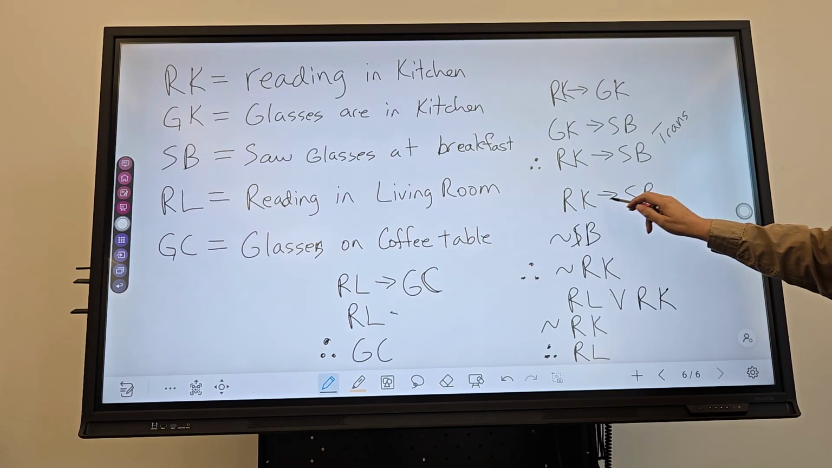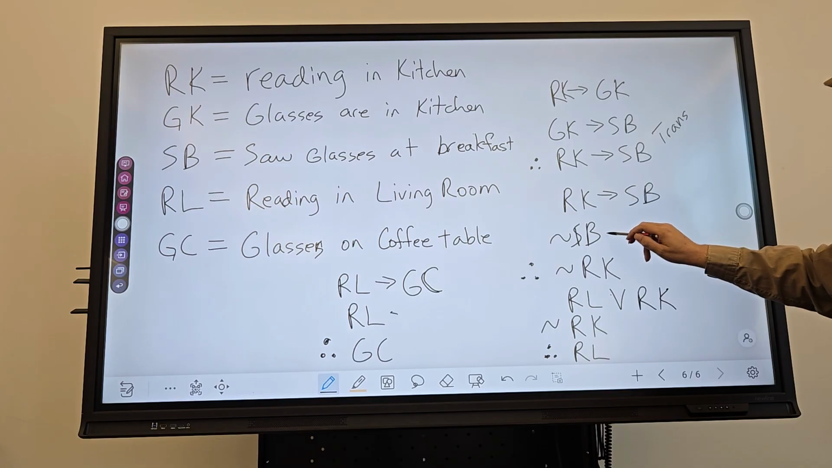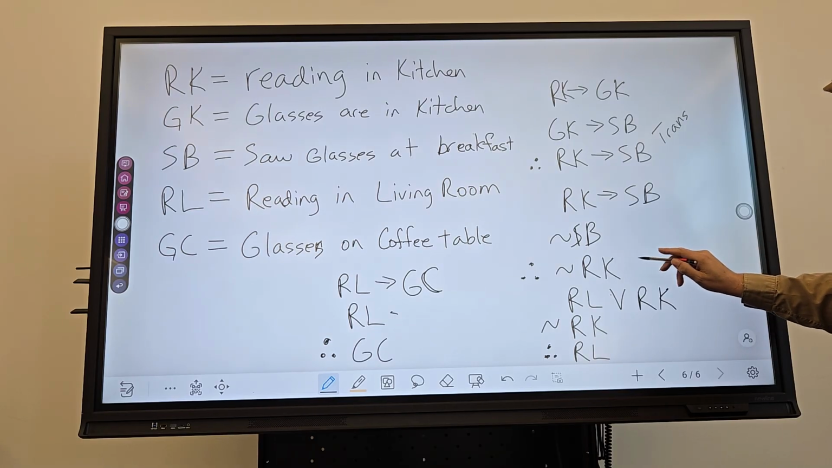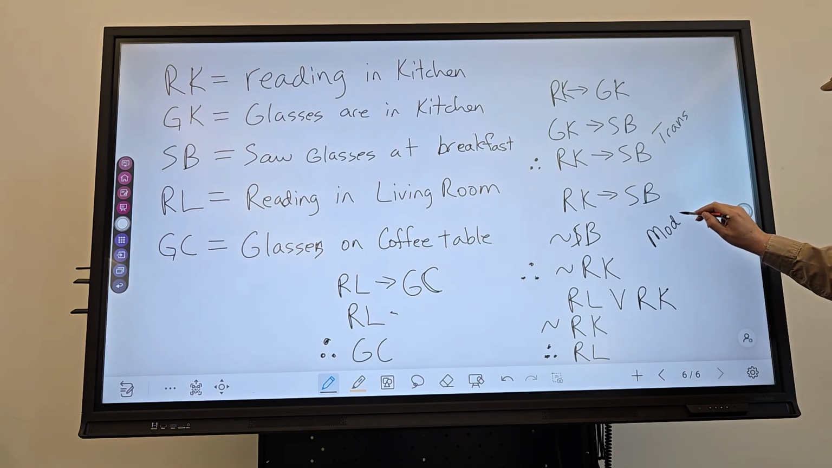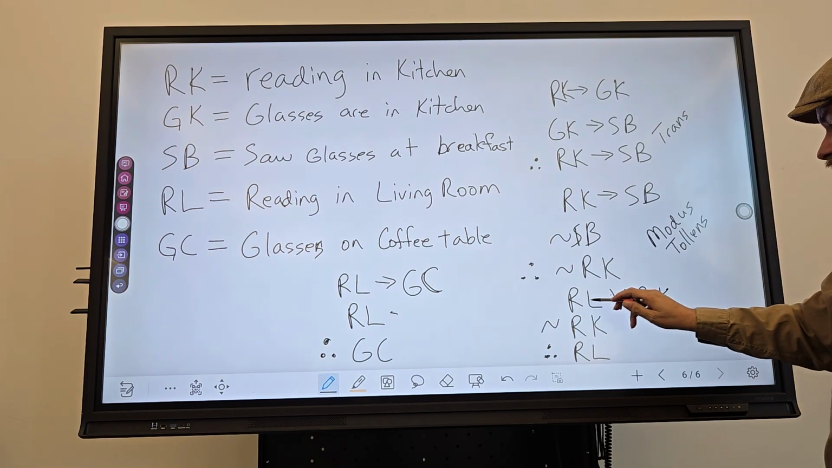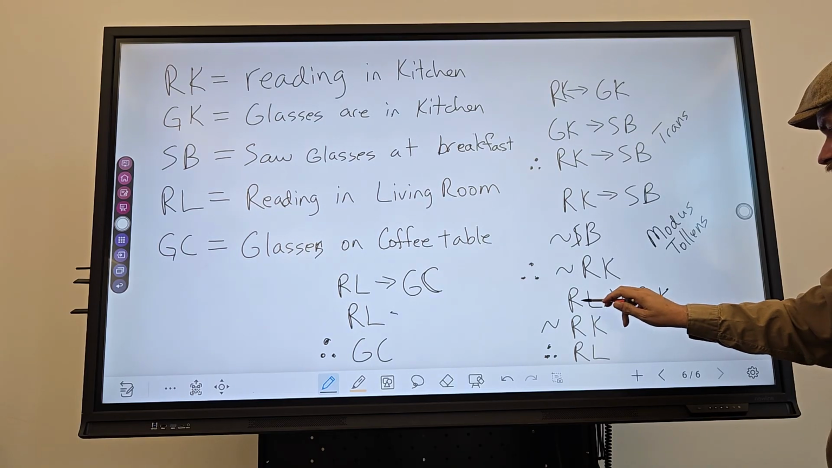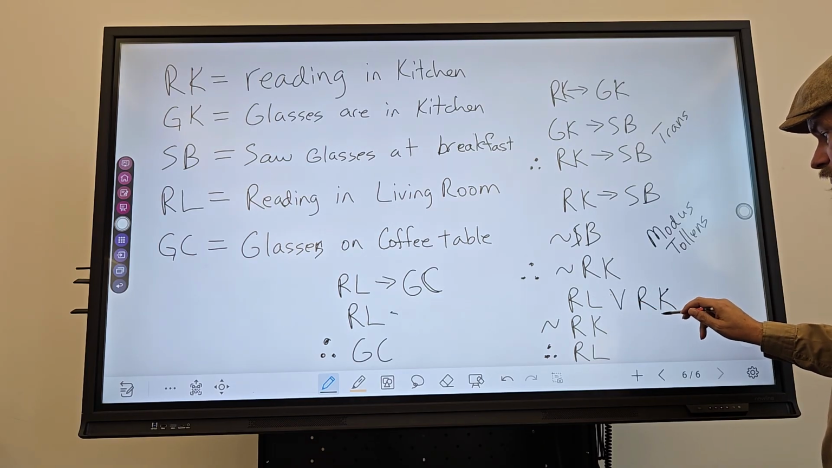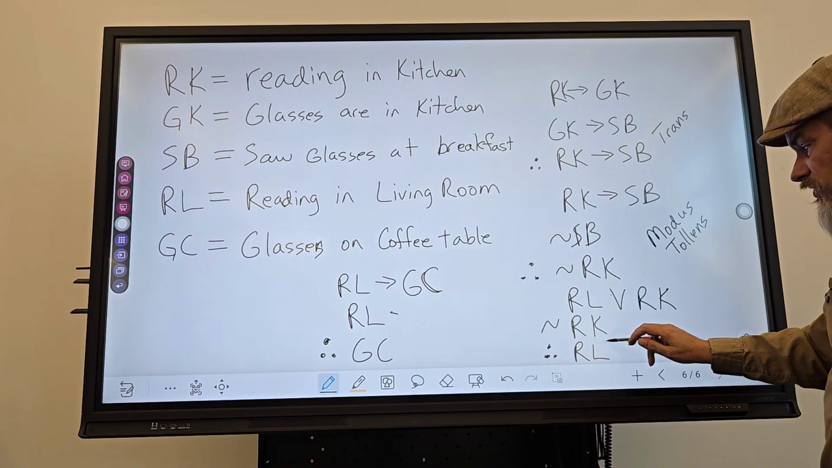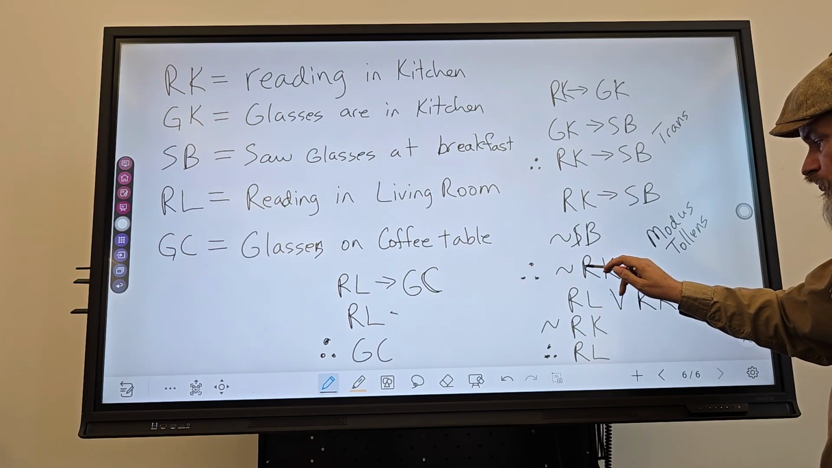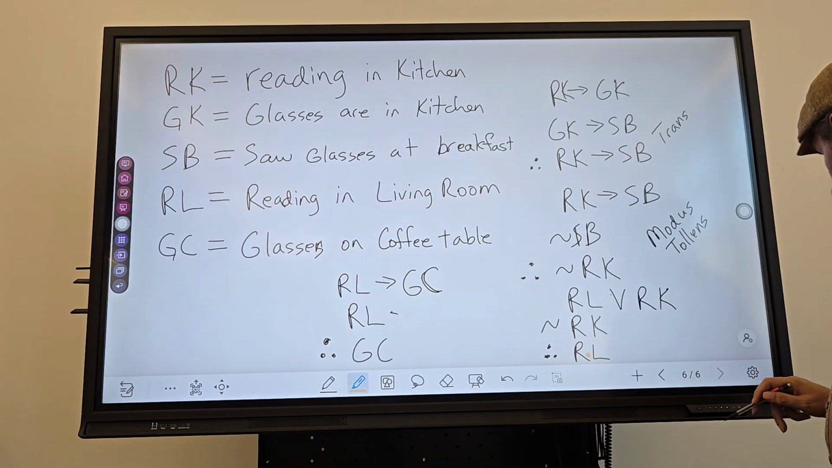RK: if you were reading in the kitchen then you saw them at breakfast, but you didn't see them at breakfast, therefore you weren't reading in the kitchen. By modus tollens. Valid argument. You were reading either in the living room or you were reading in the kitchen. You were not reading in the kitchen because of the conclusion here. Therefore, you were reading in the living room, by elimination.